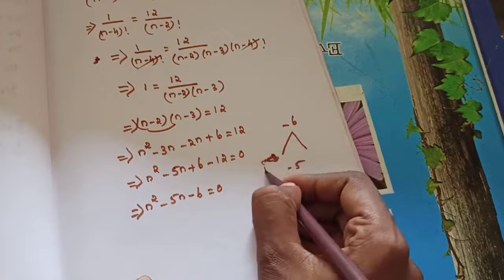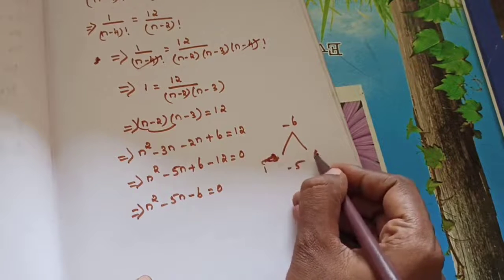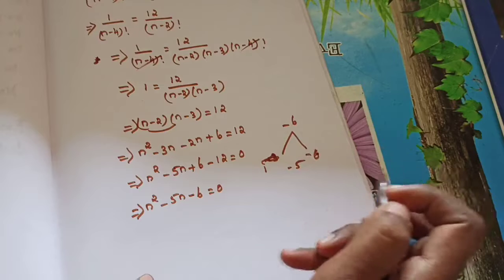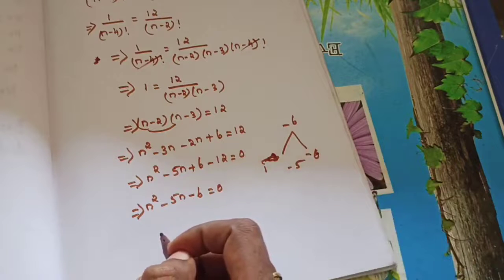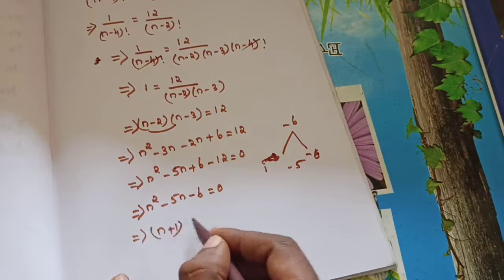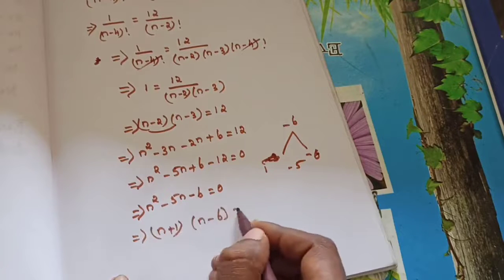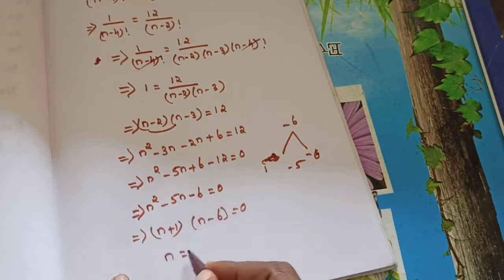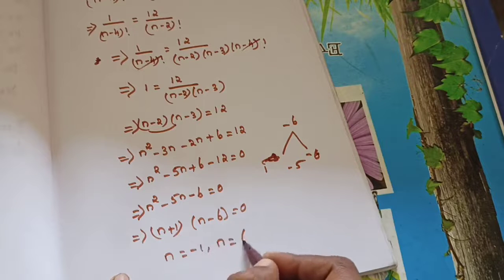Okay, sorry, 1 and 6. Check it, whether it's correct: minus 6 plus 1 is minus 5. Okay, so what are the factors? N plus 1 is one factor, N minus 6 is one factor. So N is equal to minus 1, N is equal to 6.